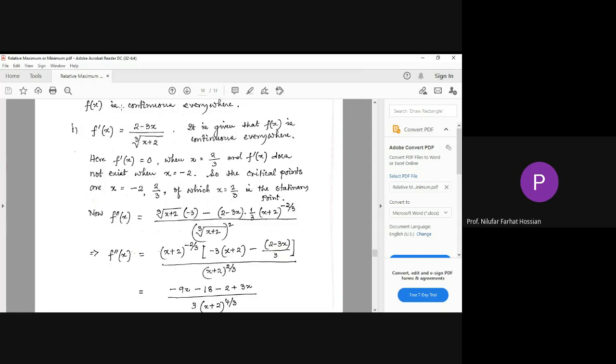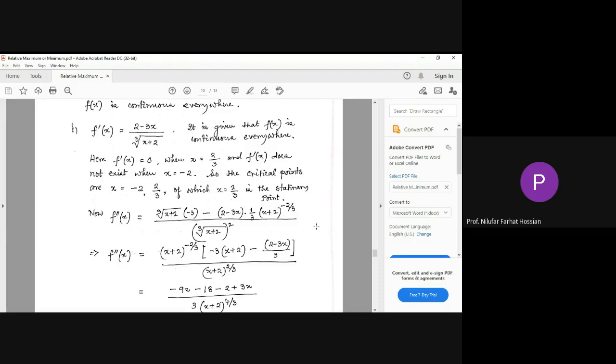Then minus the upper part, 2 minus 3x, into d dx of this. What will be the d dx of this? The power is 1 by 3. So consider this x plus 2 as your single x. So it will be 1 by 3 into x plus 2 whole to the power 1 by 3 minus 1. 1 by 3 minus 1 will give you minus 2 by 3. And the derivative of this x plus 2 is 1, so just this into 1.